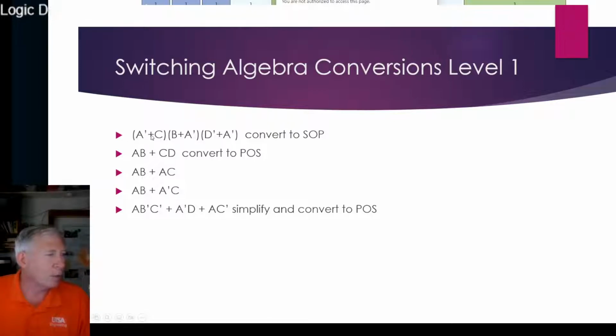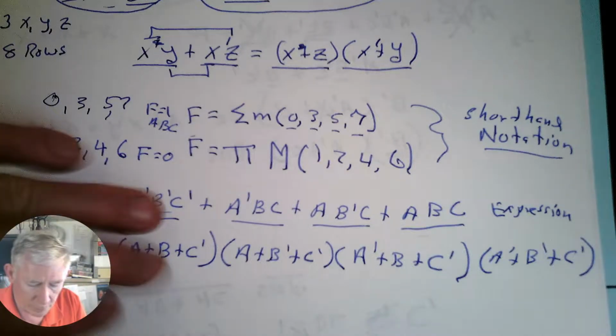First one, (A prime plus C) times (B plus A prime) times (D prime plus A prime). And we're going to convert that to SOP. So what form is it currently in? It's in a POS form. Now, this one usually does show up on a test, so you want to pay attention here. So let's look at how that might look. Okay. So let me transition. So I'll get rid of this.